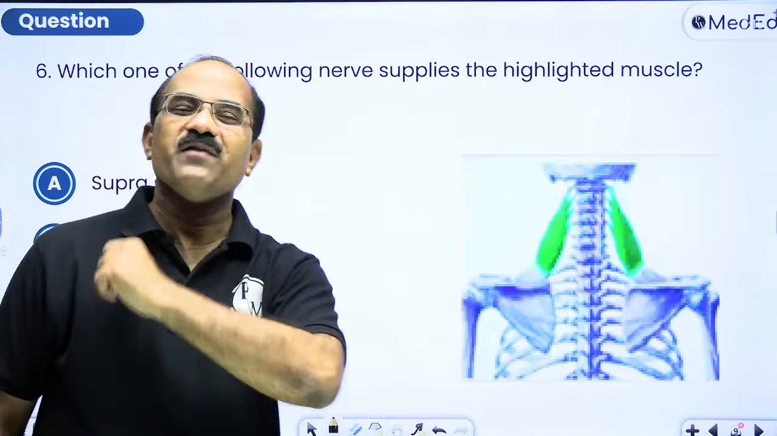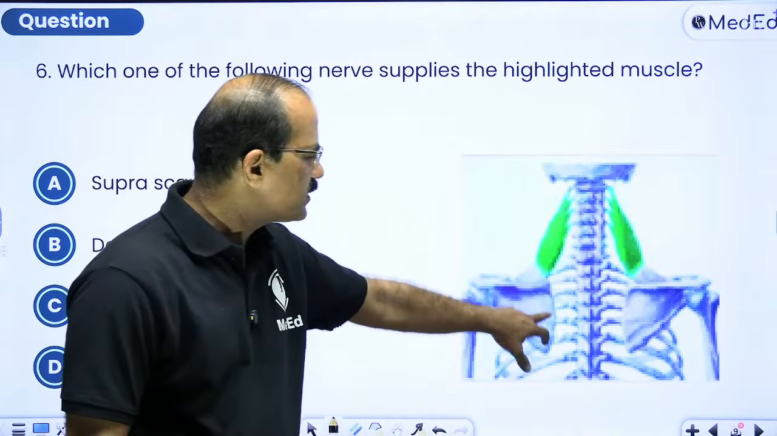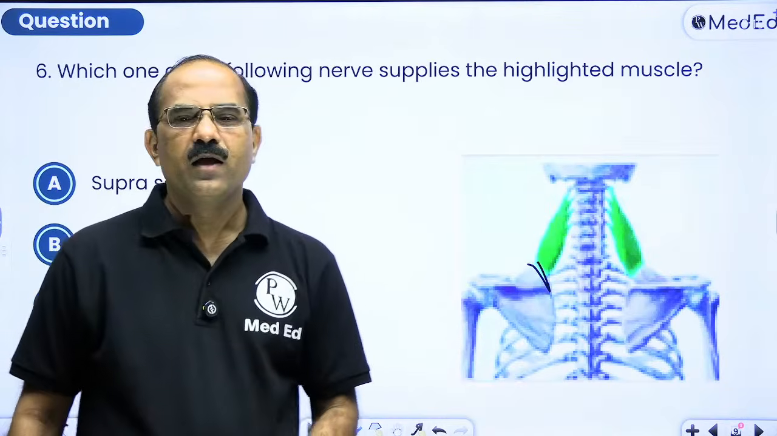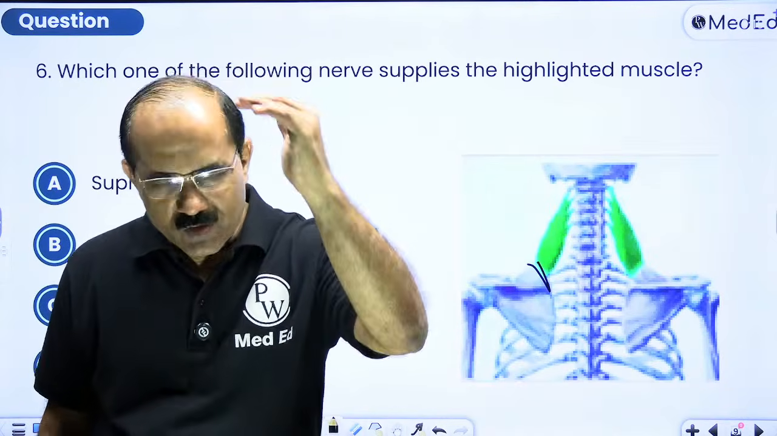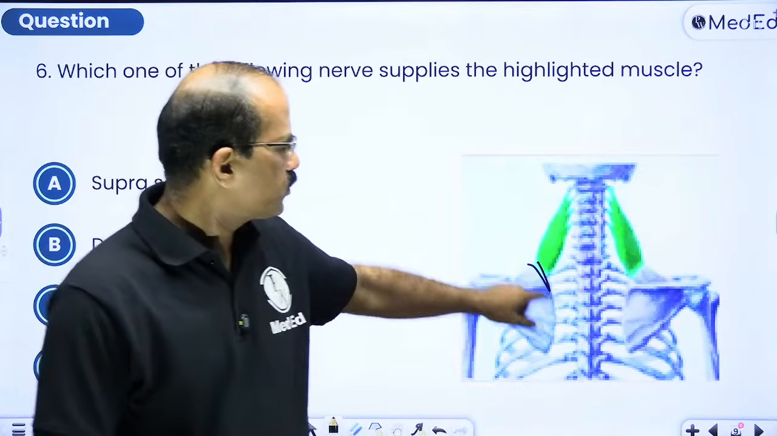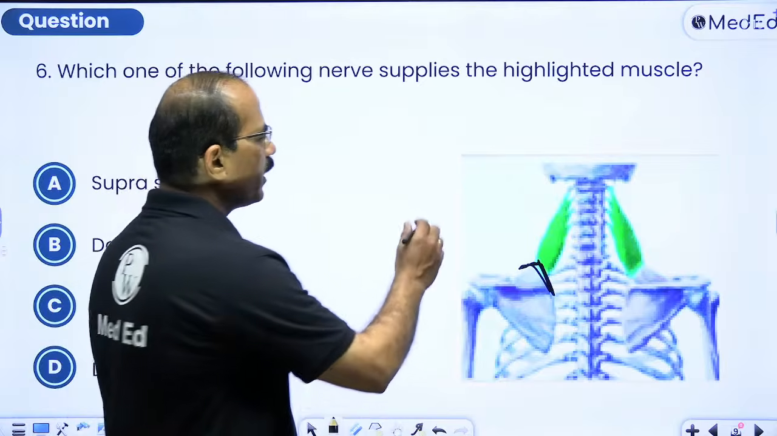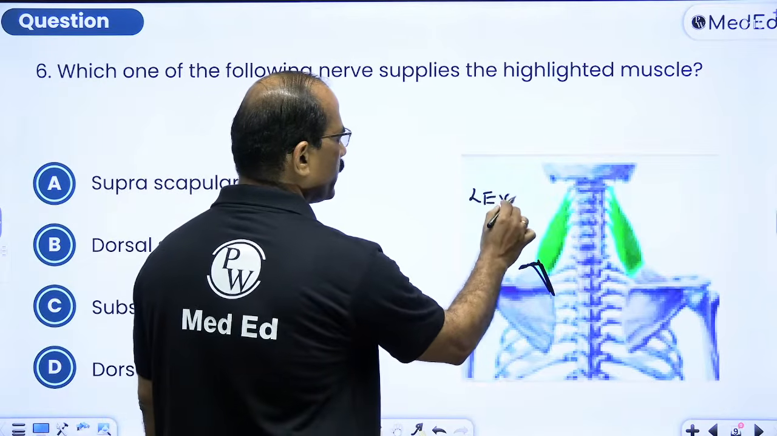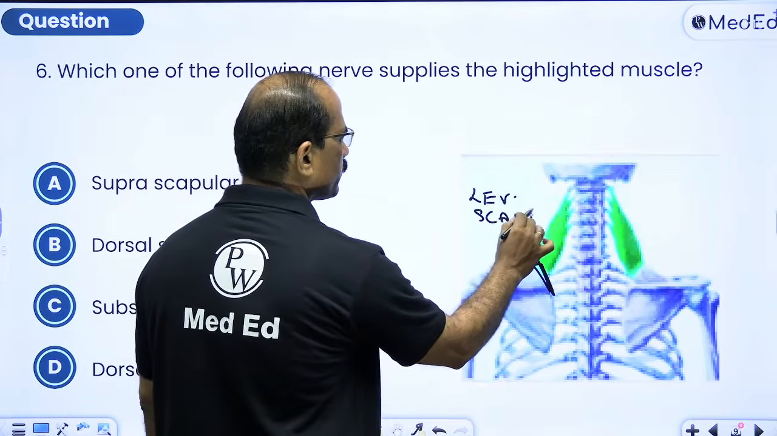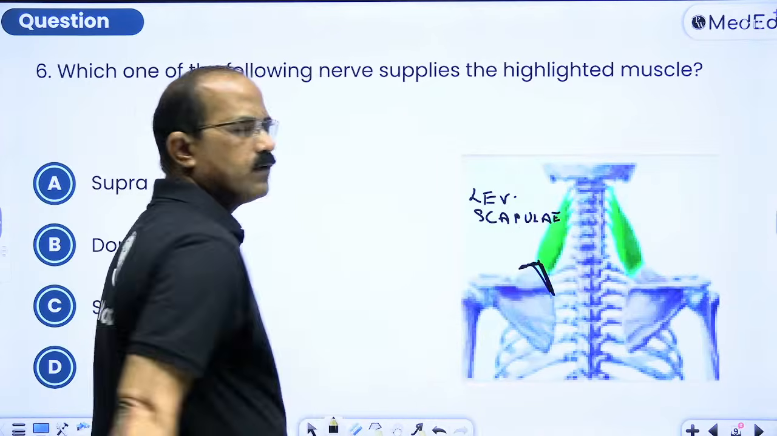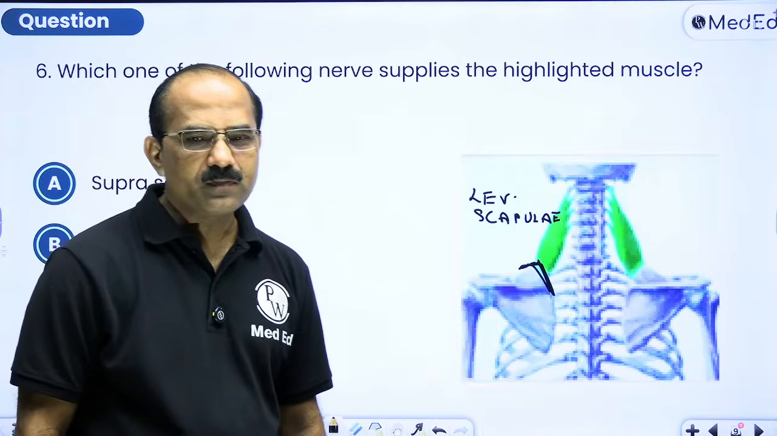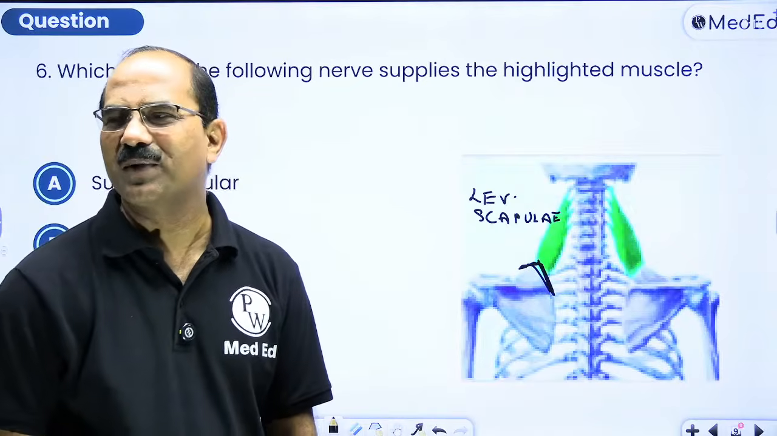This is the muscle which begins from the vertebral column and gets inserted on the medial border of the scapula, from the superior angle to the spine. What is this muscle? This is our levator scapulae. That's the levator scapulae. Now tell me, what is the nerve supply of this?